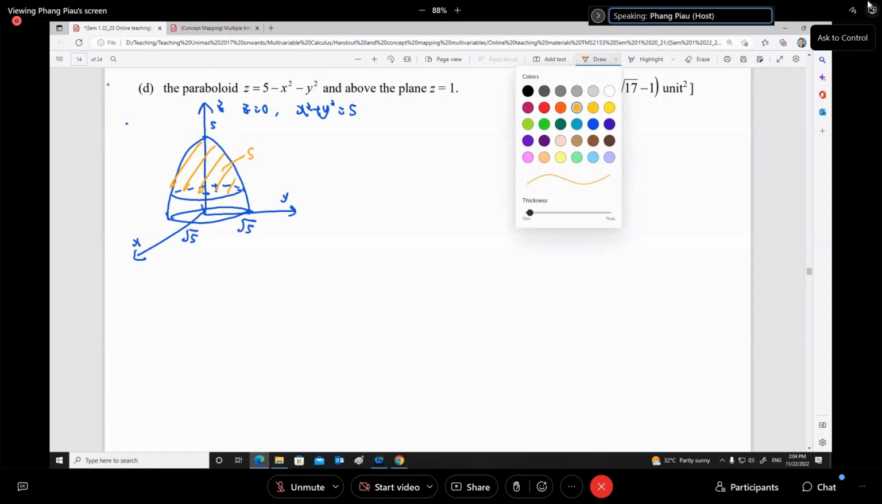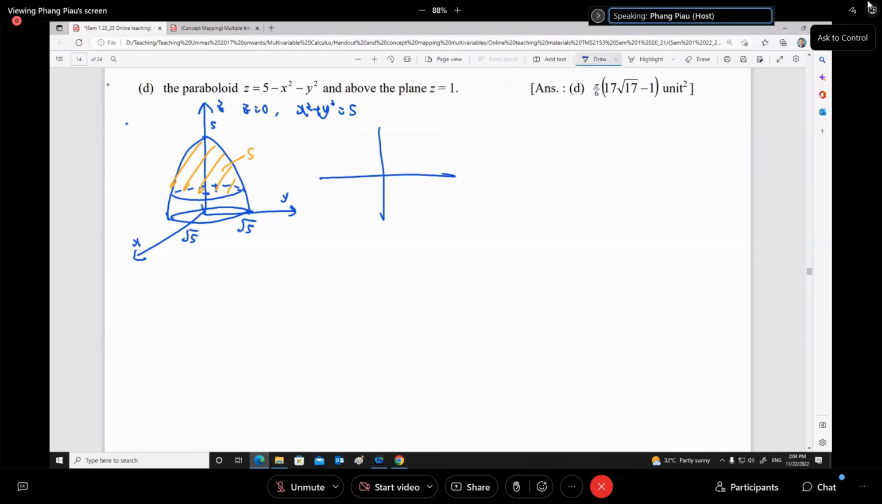So this is no longer 5, and we have to find the radius here. When z equals 1, you have x power 2 plus y power 2 equals 2 power 2. Because when it is 1, you bring it over and it becomes 4, and 4 is actually 2 power 2. So your projection region is a circle of radius 2.